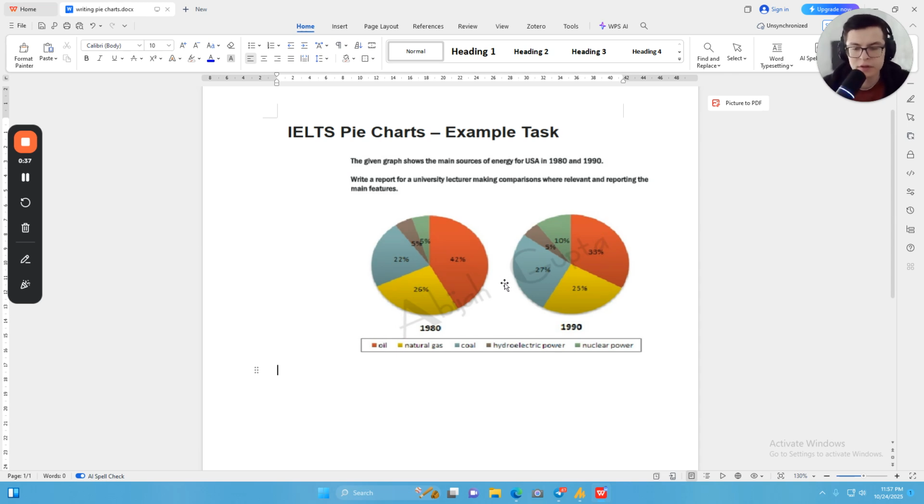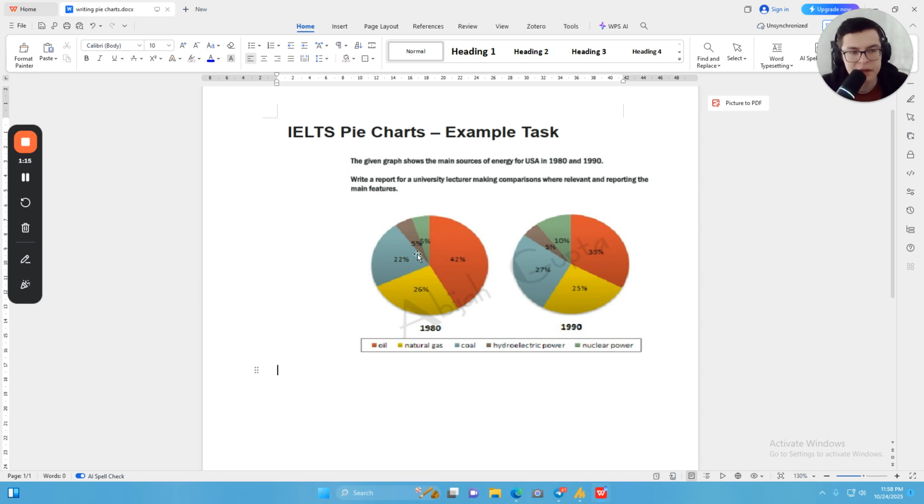So, first thing you're gonna do when you are under exam condition, you have to read the question. You have to read the description about the pie chart. So, it says the given graph shows the main source of energy for USA in 1980 and in 1990, and you have to write a report for a university lecturer making comparison. Actually, it should be the highlight of our writing, where relevant and reporting main features, right?